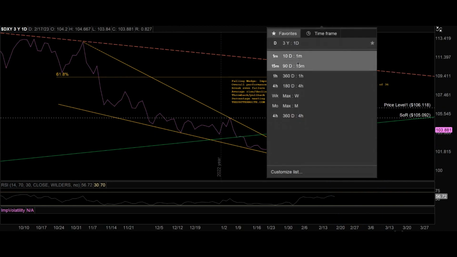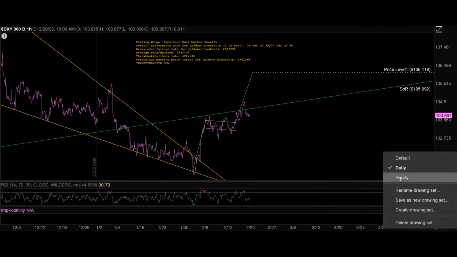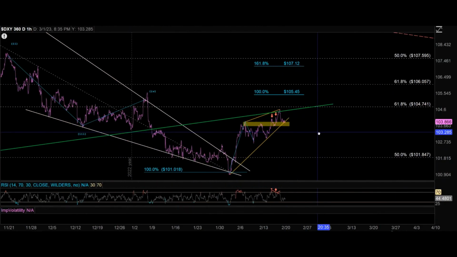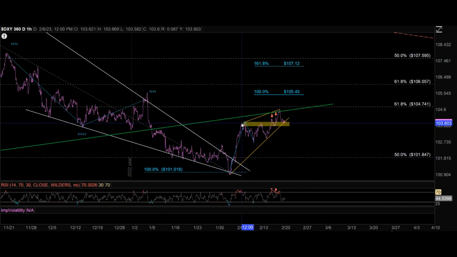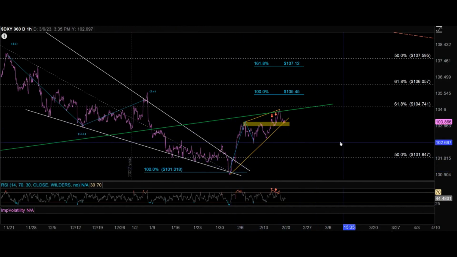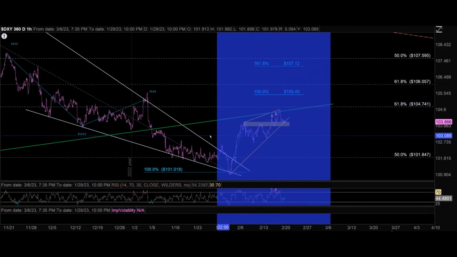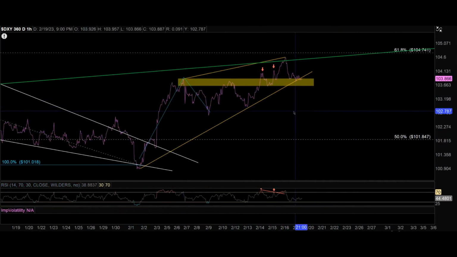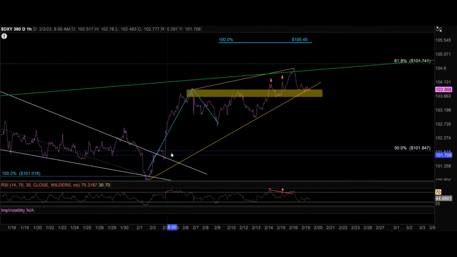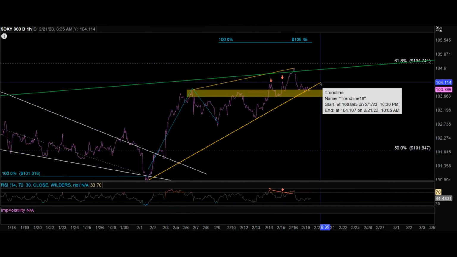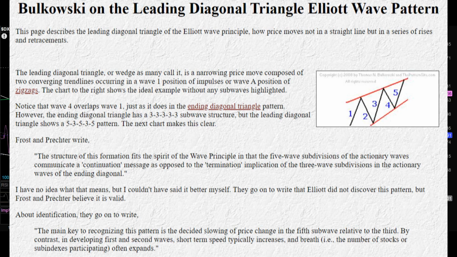On a smaller time frame, I've done some more analysis, and that's on the hourly. You're going to see that I'm targeting 105 and 107 just based on the corrective push up and out from that wedge. However, I am starting to see what appears to be a leading diagonal triangle, which is to say another wedge shape, this, however, being bullish in nature, and this is an Elliott wave analysis.